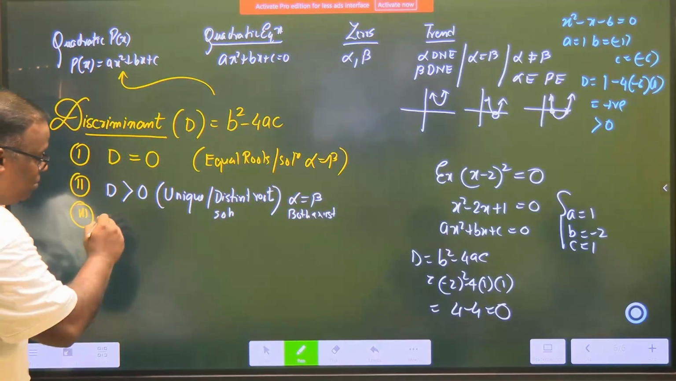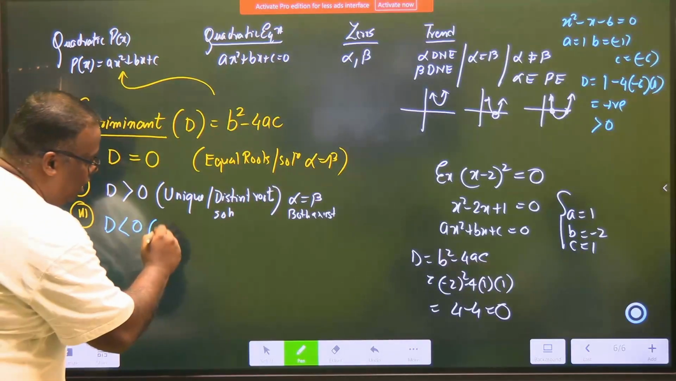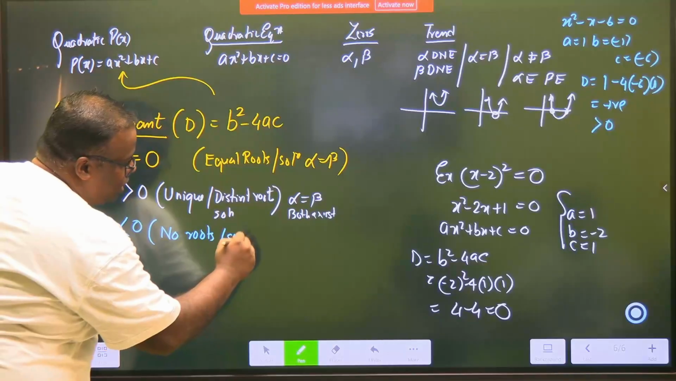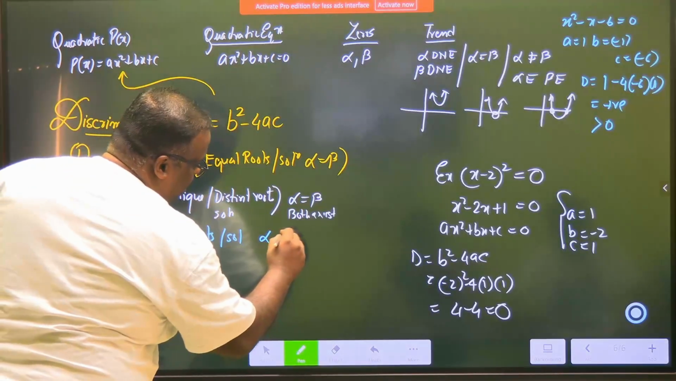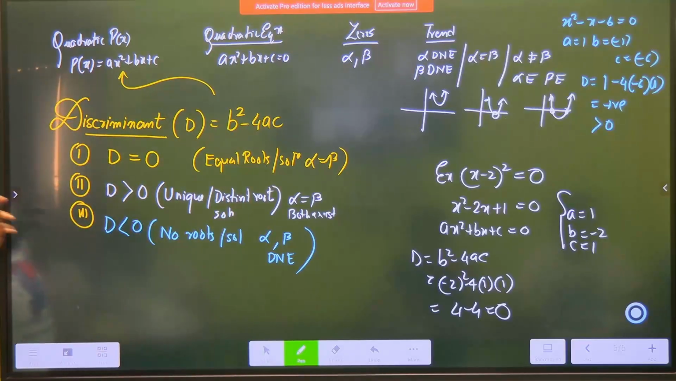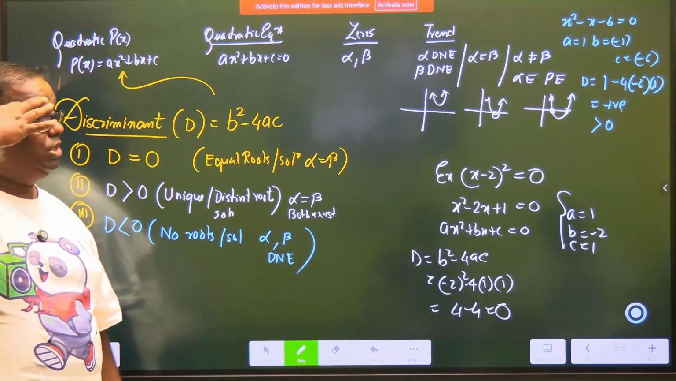And if discriminant is less than 0, this is mandatory in your quadratic equation chapter, it will be no roots, no solution. Alpha, beta, both do not exist. Grade 11, we will do problems of this type.